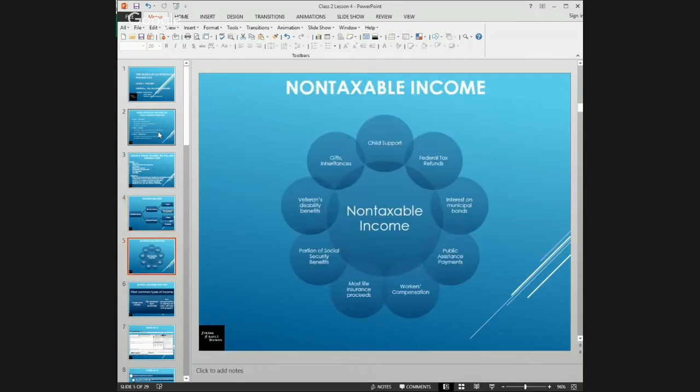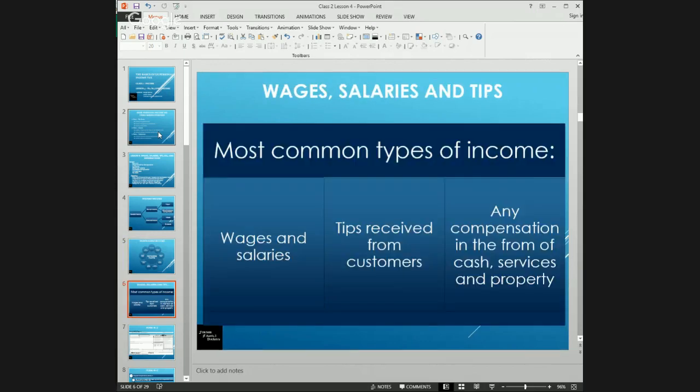Non-taxable income. The following income is not taxed as either earned or unearned. That would include child support, federal tax refunds, interest on municipal bonds, any public assistance payments, workers' compensation, most life insurance proceeds. Portions of Social Security benefits are not taxed. The other portions are taxed. Veterans' disability benefits, and gifts and inheritance. These are non-taxable income sources.